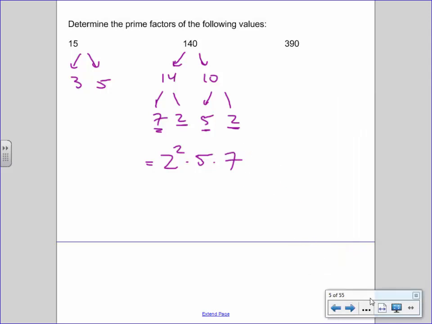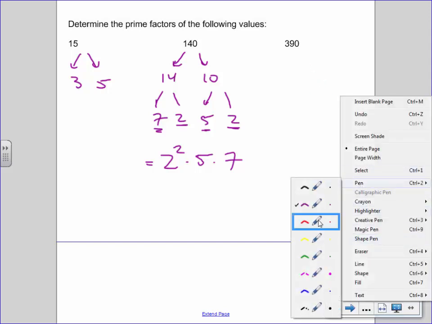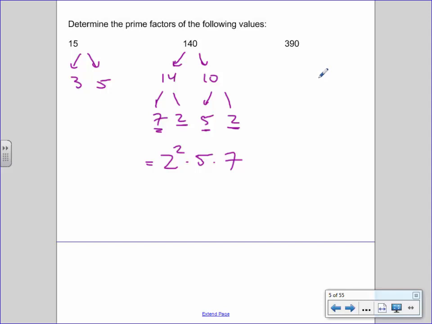Let's try one last one here. Break up 390. Again, there's lots of ways you can break it up. Quick idea: if it ends in a 0, though, it divides by 10. So divide it by 10. Use that as your first step. So 390, since it ends in a 0, why don't you break it up into 39 and 10?